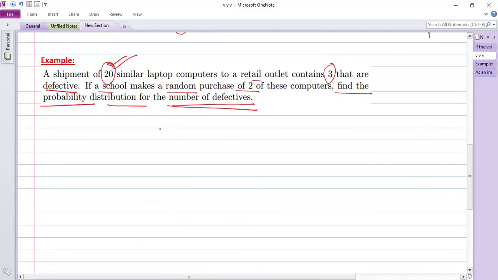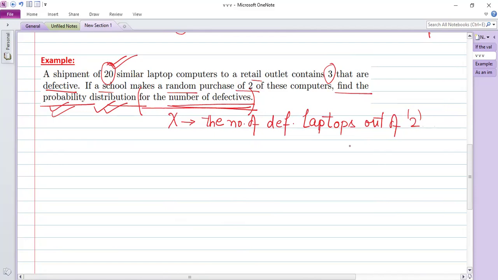Once again, we have been asked to find the probability distribution for some certain number of things. So this certain number of things will be my random variable. So here X is the number of defective laptops out of the two laptops selected.